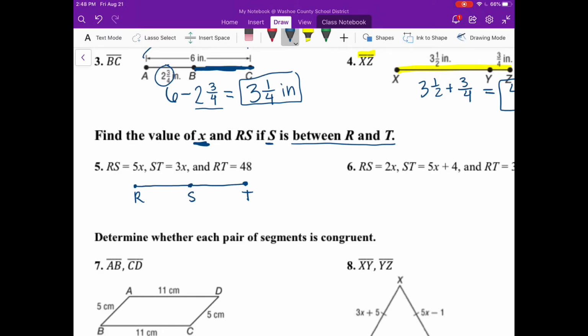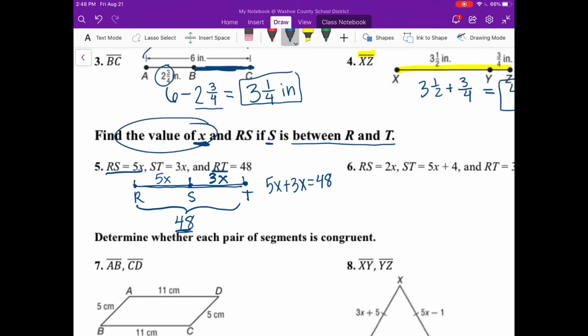So now we're going to label the different pieces. This part says that RS is 5x, so I'm going to go ahead and label 5x from here to here. ST is 3x, so this portion right here. And RT, the entire thing, is 48. So this is what's called the segment addition postulate. It says that if I add up the two pieces, so 5x and 3x, together those two pieces should also equal 48. And then from here, it's just solving for x, so that's what the problem is asking us, to find the value of x.